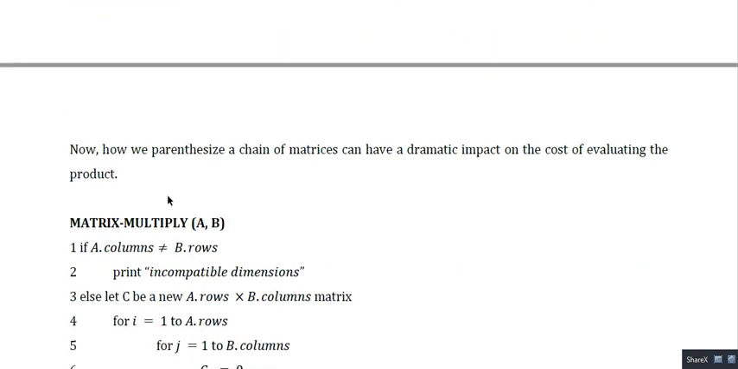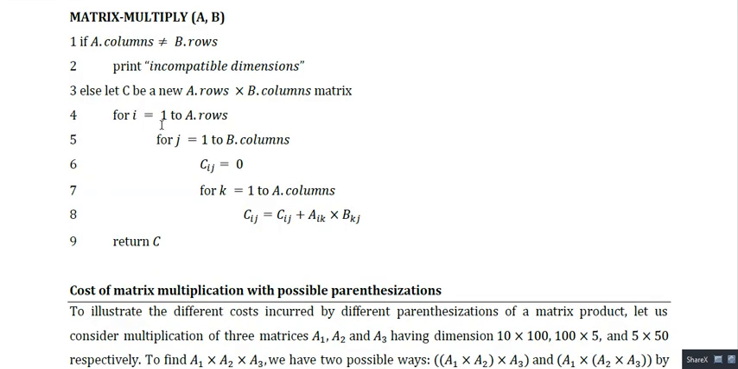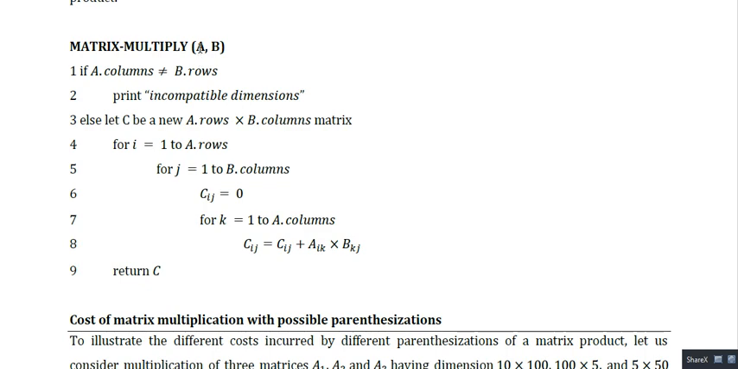Now, this is the simple algorithm to find the multiplication of two matrices. Let's say A and B are two matrices. Already I have told you this matrix multiplication of A and B is possible if the column of A is equal to the row of B. If the column of A is not equal to the row of B, then we just print a message, incompatible dimensions, meaning matrix multiplication is not possible. If they are equal, then the else part will execute, and C is the matrix which will store the product of matrices A and B, right?